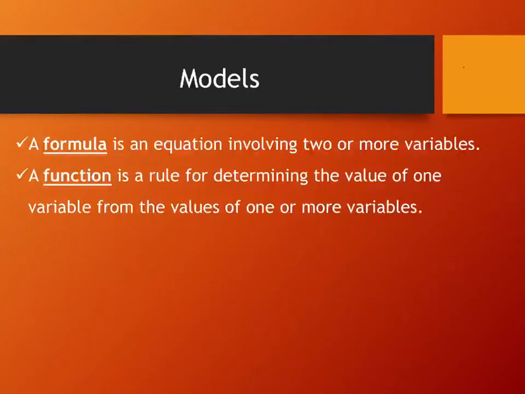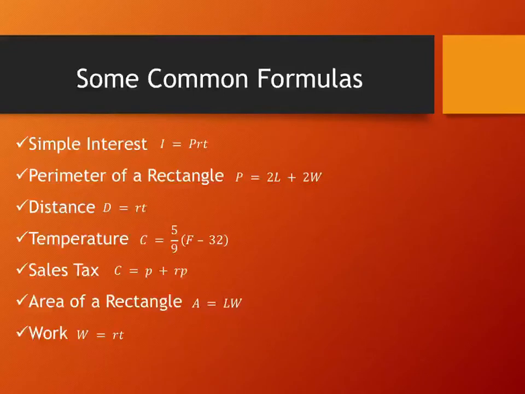There are some common formulas that I'm going to throw up here. Simple interest. So simple interest is what happens if you were to put your money in the bank and they calculated the interest one time. That's simple interest. Perimeter of a rectangle is 2L plus 2W, right? Finding the distance around a rectangle. Distance equals rate times time. It looks like dirt. People remember it that way sometimes.